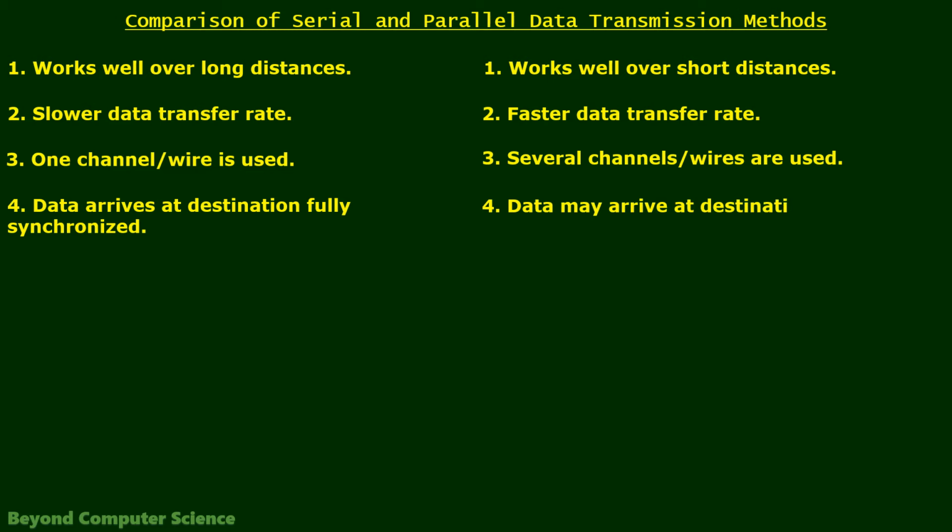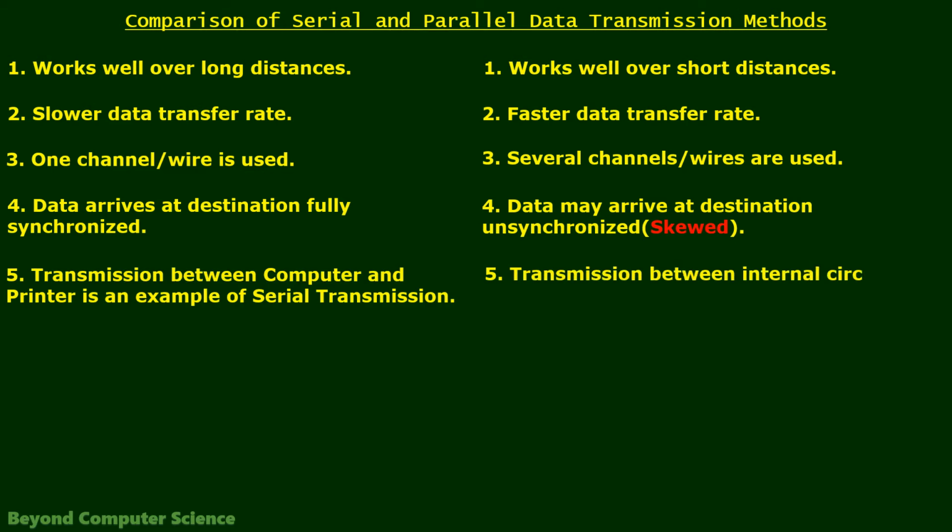Data arrives at destination fully synchronized in serial transmission. So there is no problem of synchronization. There is no problem of skewness. What is the problem of skewness? The problem is this: when you are sending multiple bits using wires, they do not reach at the same time. So bits can interchange their places, and when they interchange their places, they can change the data. The data is changed, obviously. So the data is unsynchronized.